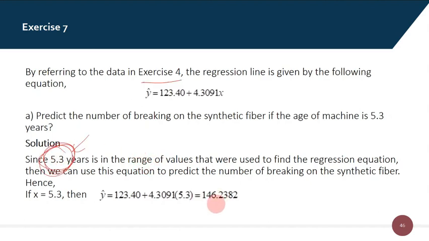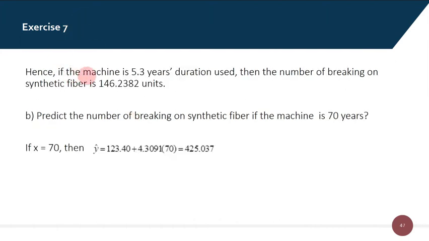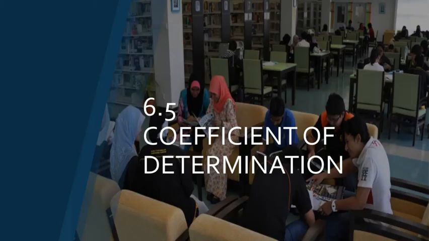Once we get this value, what we can say is that if the machine has been used for 5.3 years, then the number of breakings on the synthetic fiber is 146.2382 units. Part B, predict the number of breakings on the synthetic fiber if the machine is 70 years. Just substitute the value and get the answer.